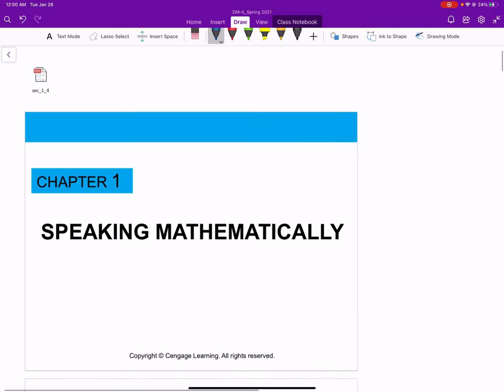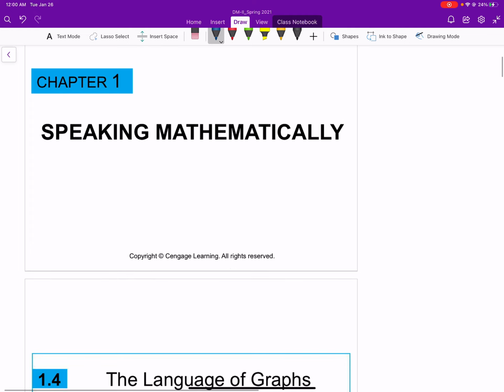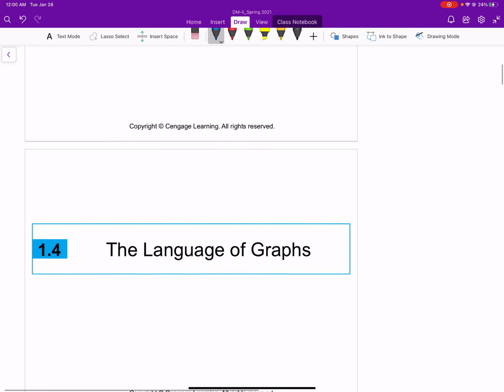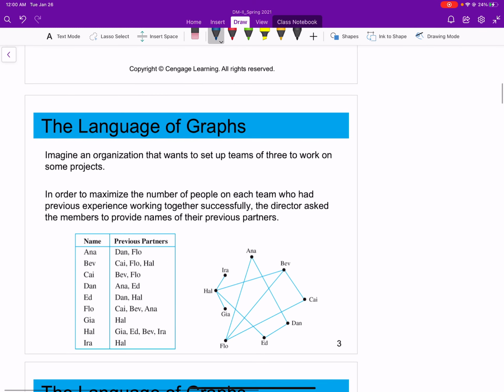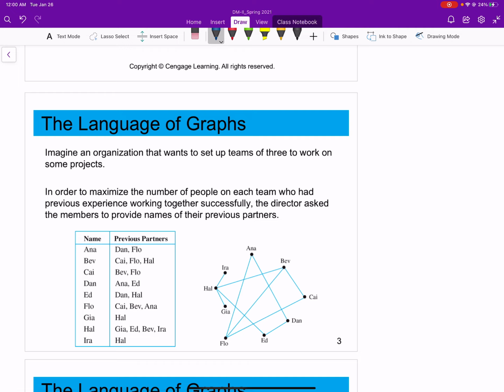This is the language of graphs. Chapter 1 of the textbook is speaking mathematically. Section 1.4, language of graphs. And then let's read this. Imagine an organization that wants to set up teams to work on some projects. So they have to set up teams. Each team consists of three people. Okay, so they have to work on the projects.